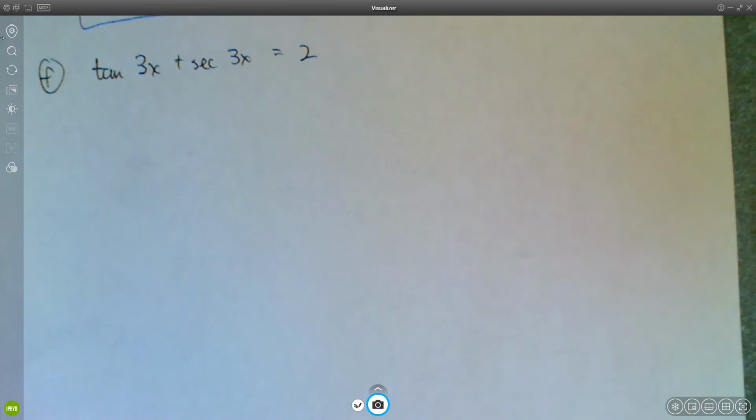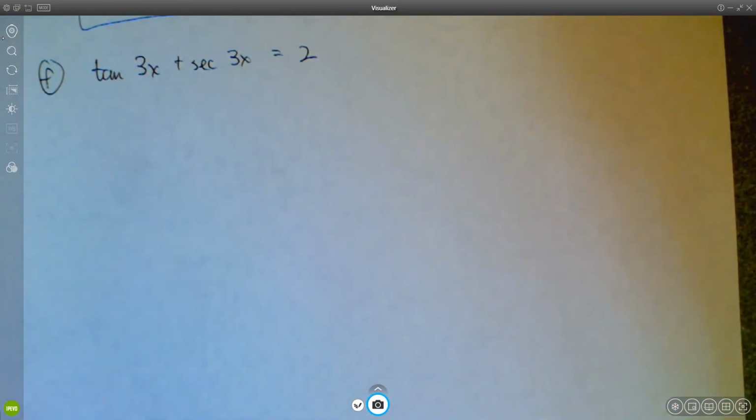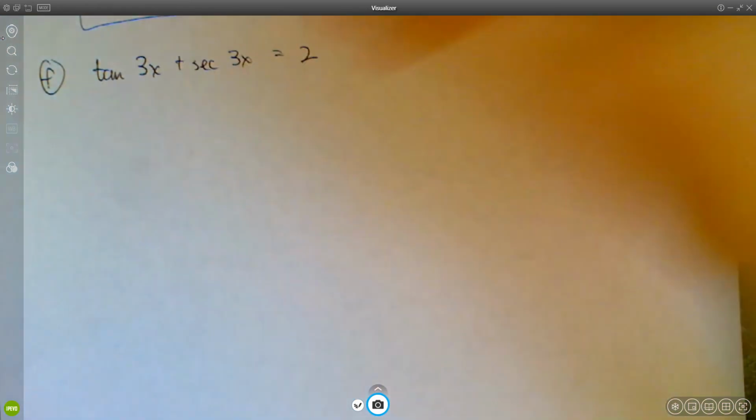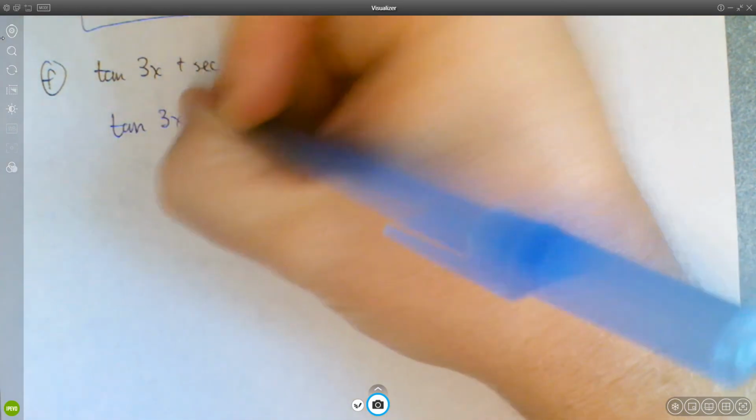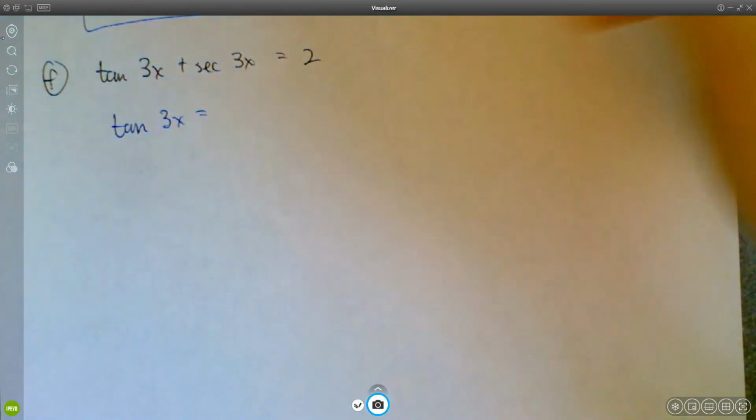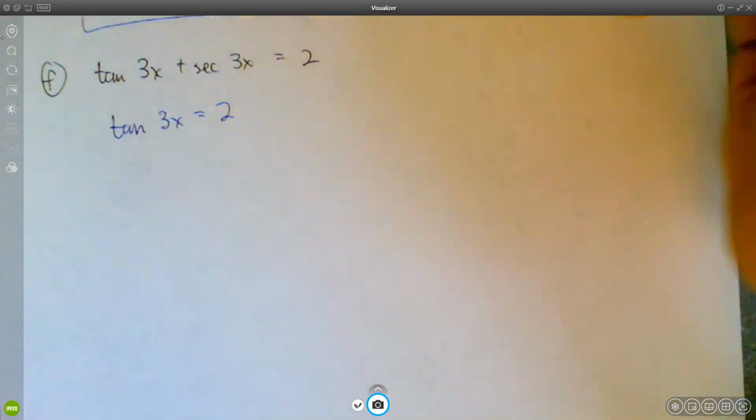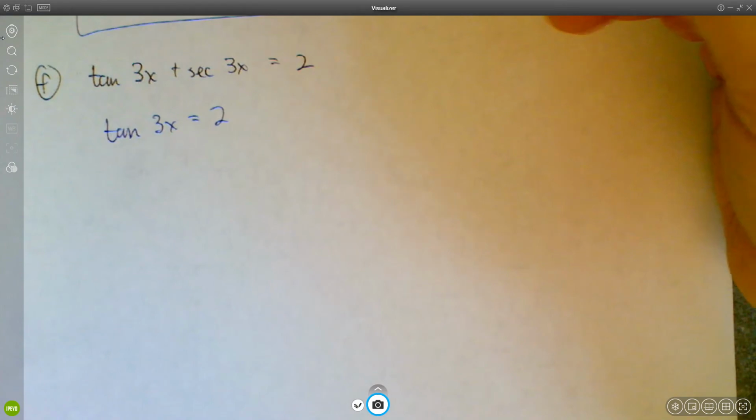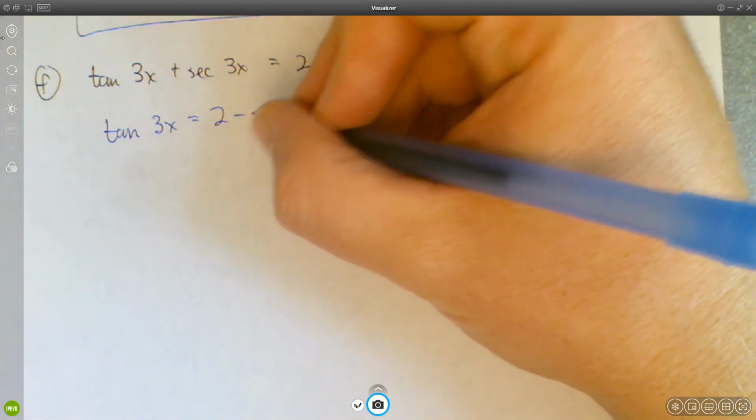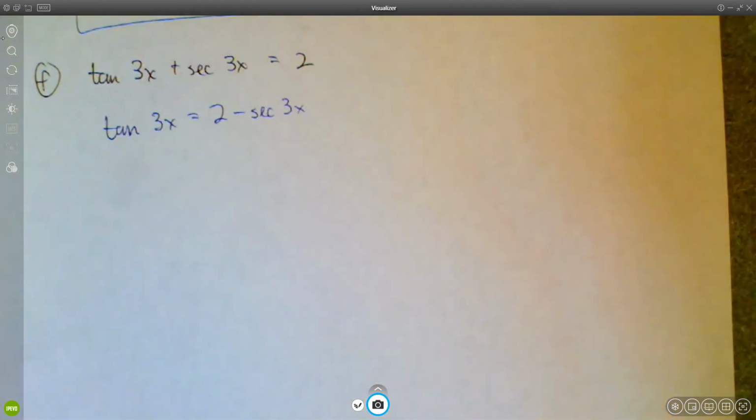Okay, here's my solution. So I'm going to go ahead and move the secant over. You could have moved the tangent over, it wouldn't matter, okay? So don't abandon hope if you moved the tangent over instead of the secant. Okay, now I'm going to square both sides.